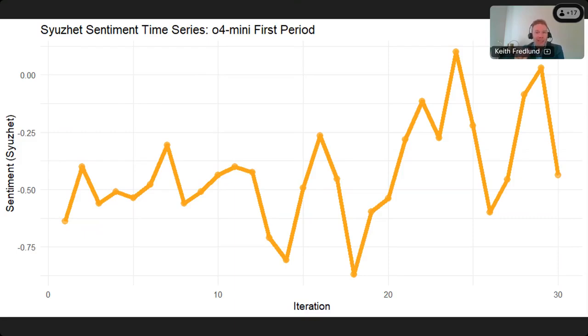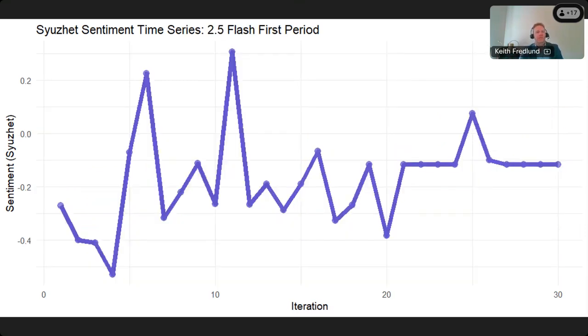But what we're going to come to next is one more chart where things feel a little crazy. It's this one, 2.5 Flash, the first period. The opening looks fine. High variability in some subperiods, low variability in some subperiods. But at iteration 21, most of the values start hanging out at negative 0.1. This didn't occur for any other model. But those highly consistent values between 7 and 9 iterations make me raise my eyebrows quite a bit.